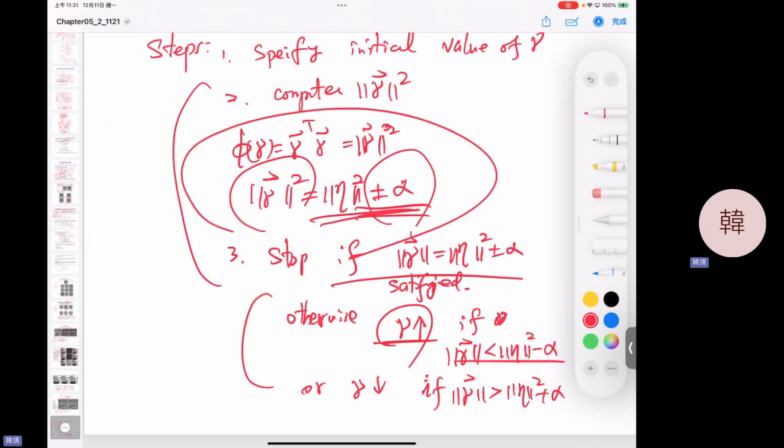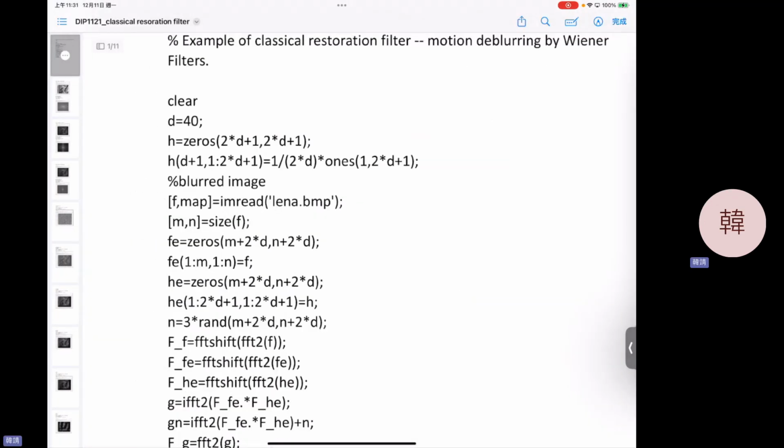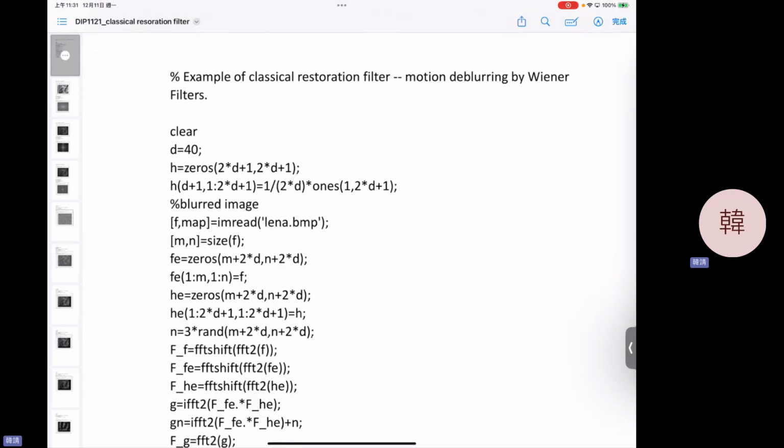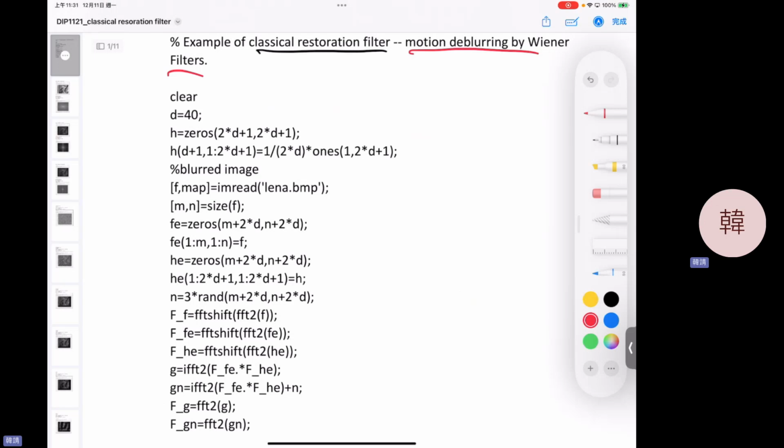Now we give you some real example, and you are going to do the homework. No worry about this one. We'll give you the example of how you do it. This is classical restoration of motion blur with a Wiener filter. So at least you have to know what the Wiener filter is. So do it by hand. And if you are not familiar with MATLAB, I provide you the source code there.